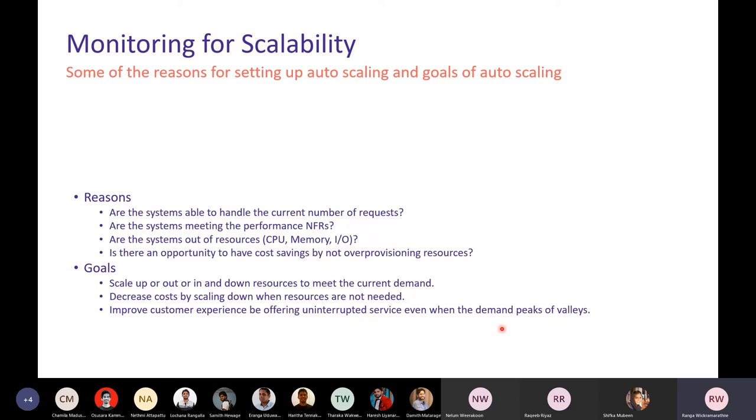So you should be thinking of creating auto scaling. And what are the goals? Scale up and down based on current demand, and decrease the cost, of course. So improve the customer experience by offering uninterrupted services as well as managing your cost. So you have the option to do certain things based on auto scaling.